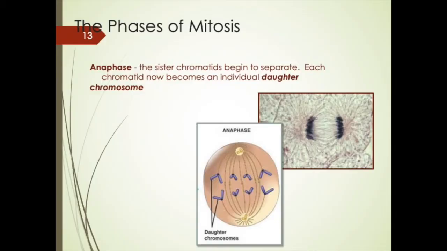Because then they can split apart evenly. If they didn't line up in the center, some parts would go into one cell more than the other. And then once we get past that checkpoint, we can get into anaphase. Anaphase is when they start separating. When they start separating, the individual sister chromatids become daughter chromosomes.